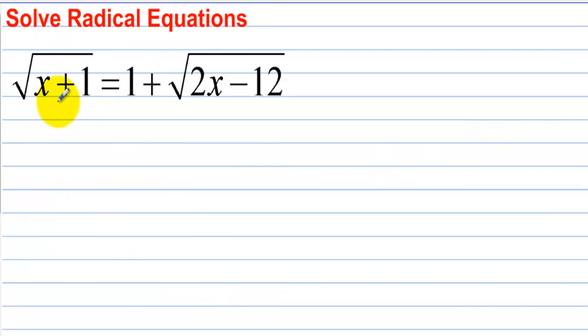Solve the radical equation. In this one, the first step is to just square both sides because there's really no way to isolate the radical, because there are 2 radicals in this one. So we're going to square both sides. On the left-hand side, we get x plus 1.